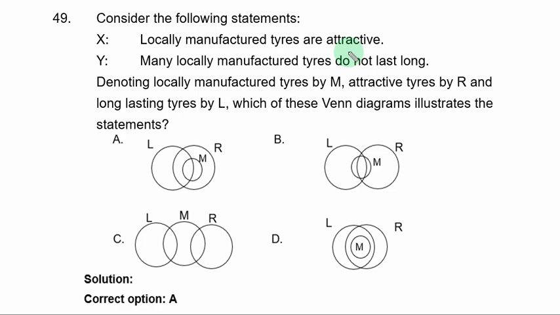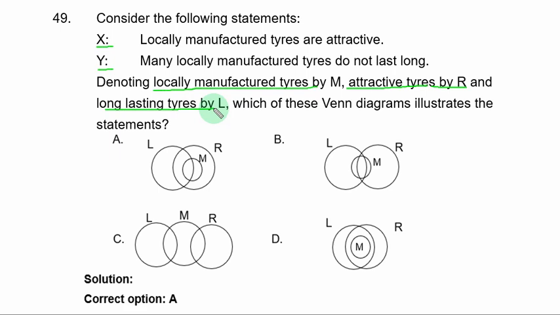Question 49. Consider the following statements. You have: locally made tires are attractive, while many locally made tires do not last long. Denoting locally made, that is manufactured tires, by M, attractive tires by A, and long-lasting tires by L. Which of these Venn diagrams illustrates the statement?